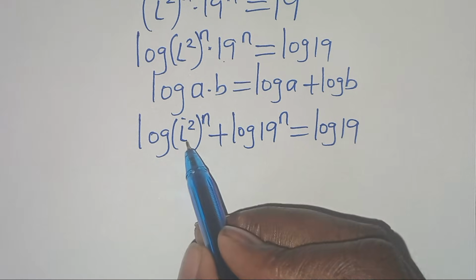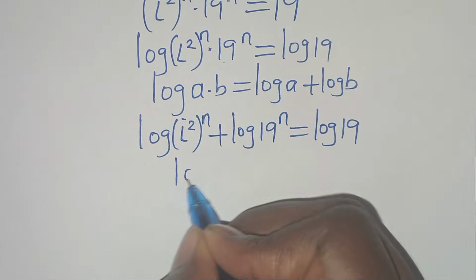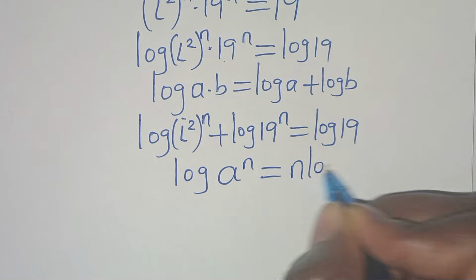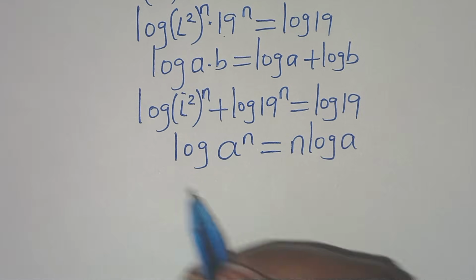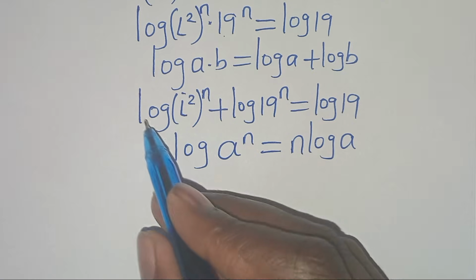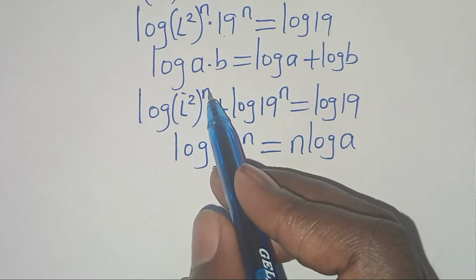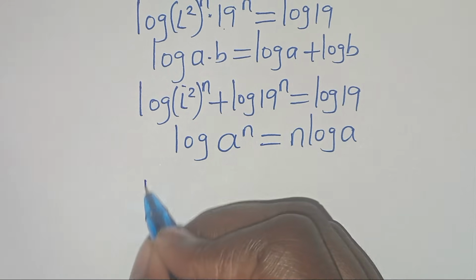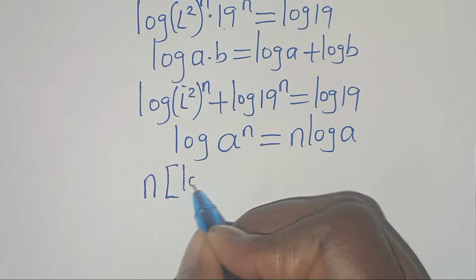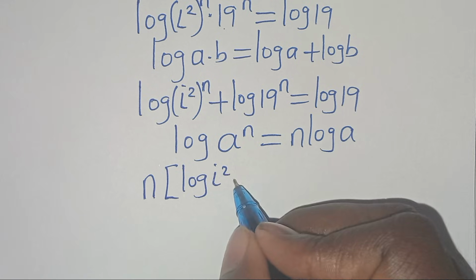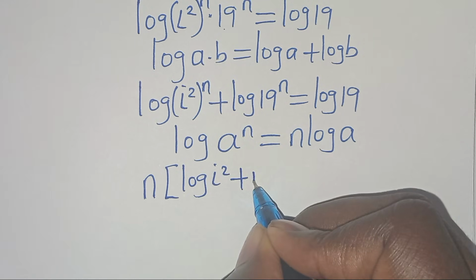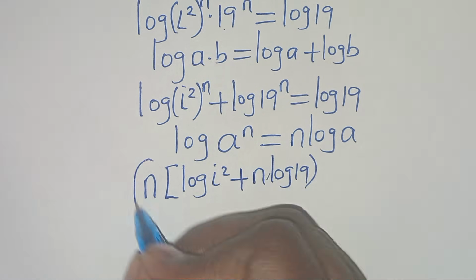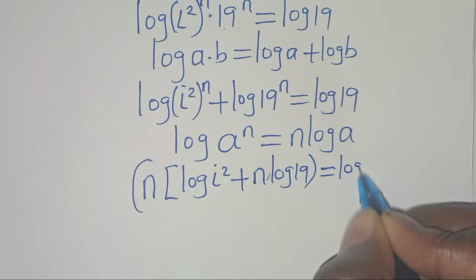The next step is that log i squared to the power of n, this is in the form of log a to the power of n, which we can express as n log a. Applying this power rule property, here we have log of i to the power of 2, this to the power of n. This becomes n log i squared, then plus, here we have n log 19. This is equal to log 19.